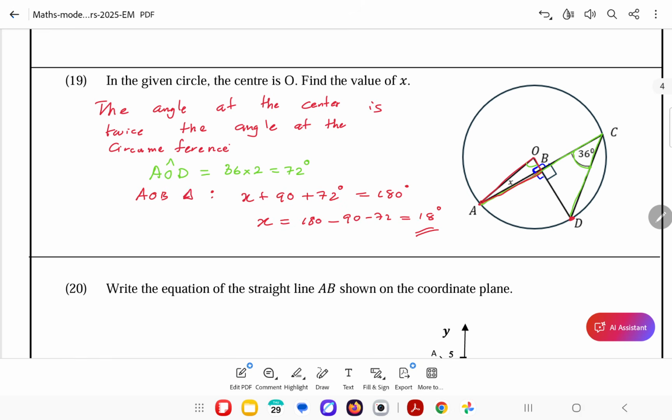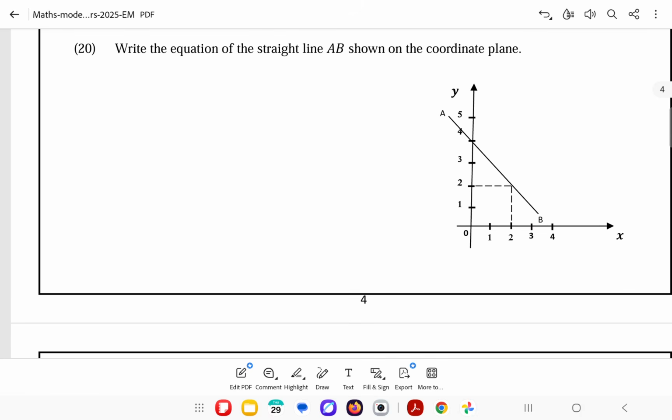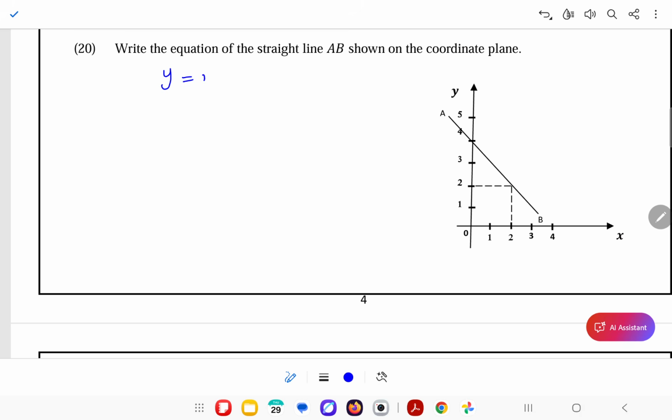Okay. Then let's look at the 20th question. Write the equation of the straight line AB shown on the coordinate plane. So we know the equation of a line is y equals mx plus c. m is the gradient, c is the y-intercept. So let's try to find those two terms. The y-intercept is easy, no? The y-intercept is 4. So c is 4. So y is equal to mx plus 4.